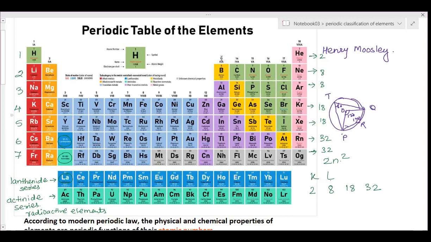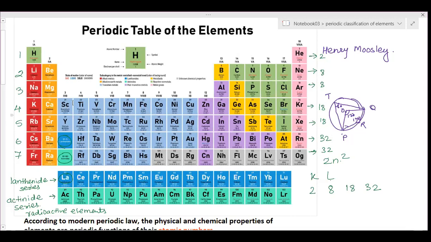So the A subgroup means the representative elements. Representative elements are placed in this order for lower elements. For higher atomic number elements, the transition elements group is there, so those are placed in the B subgroup. Nowadays that is removed. In my time, we learned according to A and B subgroups. A subgroup is representative and B subgroup is for transition elements.